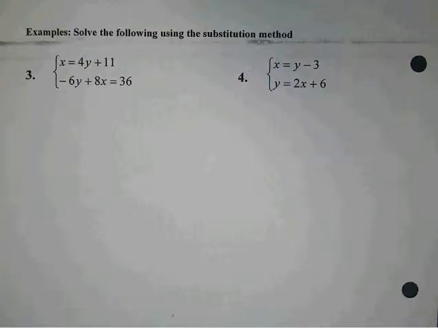Okay, here we go. Second side. X equals 4y plus 11. Negative 6y plus 8x equals 36. What's different about this problem than the previous page? The x is the variable. You see how the x is by itself?